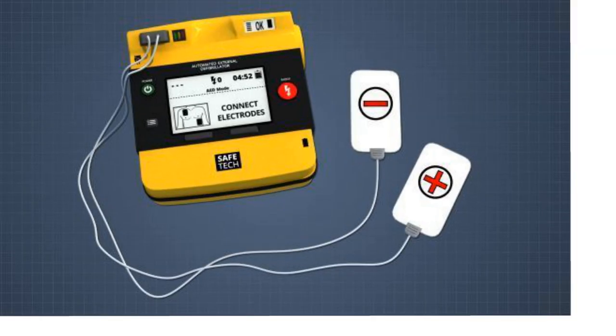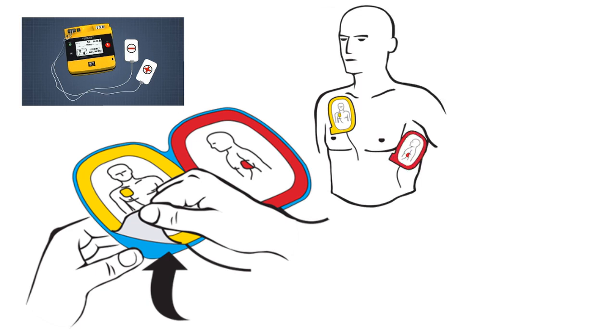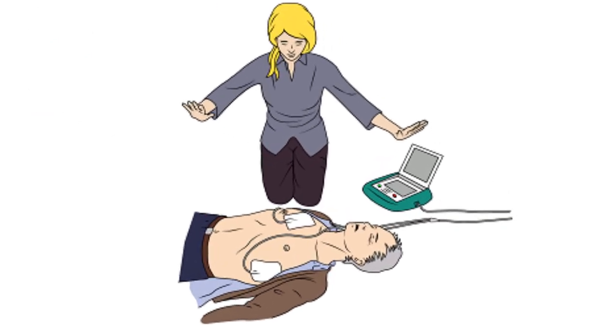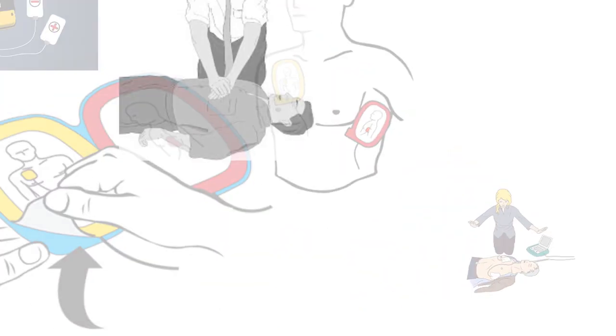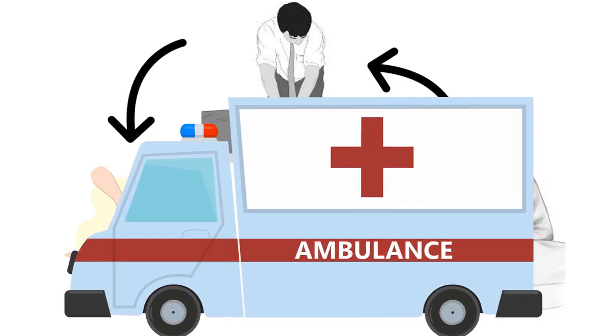If AED is available, attach the device to the chest and follow the instructions. As AED gives a patient an electric shock to reinforce stable circulation, make sure to stay away from the body while it is in use. Unless medical operators appear to give a hand, repeat the cycle over and over, till the patient gains consciousness, or paramedics arrive to take over.